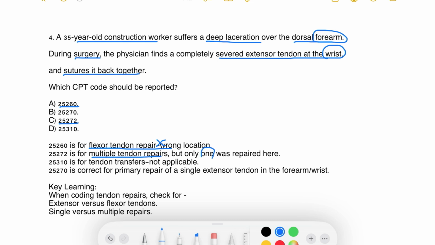25,272 is for multiple tendon repairs, but only one was repaired here. 25,310 is for tendon transfers, not applicable. 25,270 is correct for primary repair of a single extensor tendon in the forearm, wrist. Key learning: when coding tendon repairs, check for extensor versus flexor tendons, single versus multiple repairs.